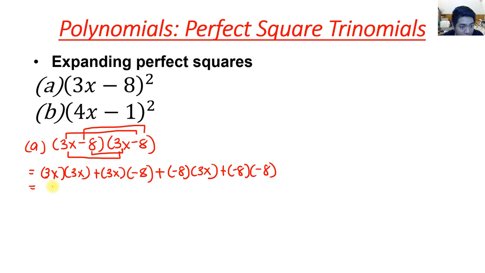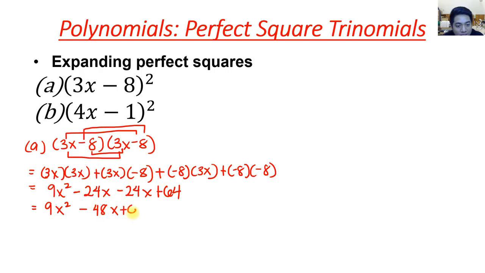So you have 3x times 3x, that's 9x squared. Negative 8 times 3x would be negative 24x. Negative 8 times 3x, still negative 24x. Negative 8 times negative 8 would be positive 64. Negative times negative would be positive. So simplifying, you have 9x squared, minus 24x minus 24x will be adding negatively, so you have negative 48x, plus 64. So this is the expansion of that perfect square.